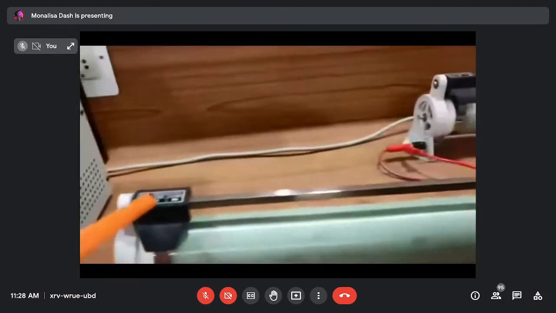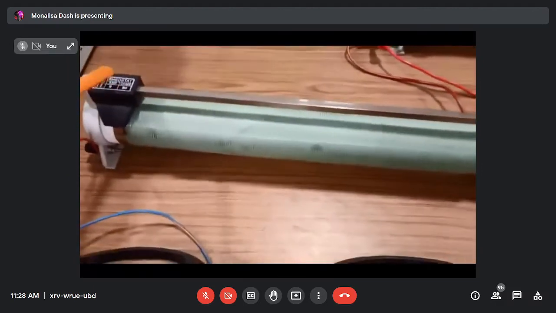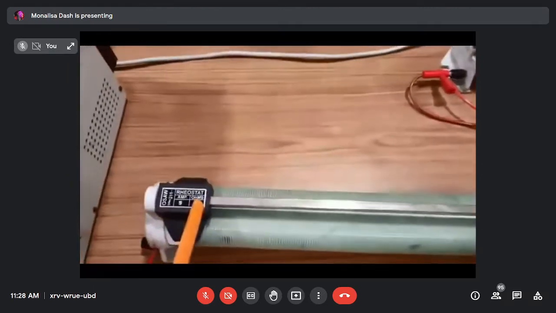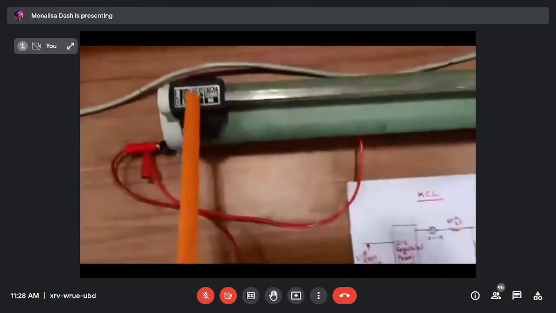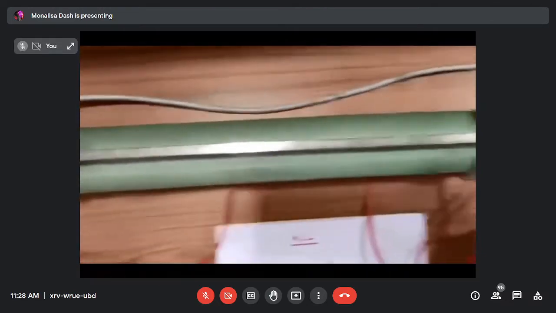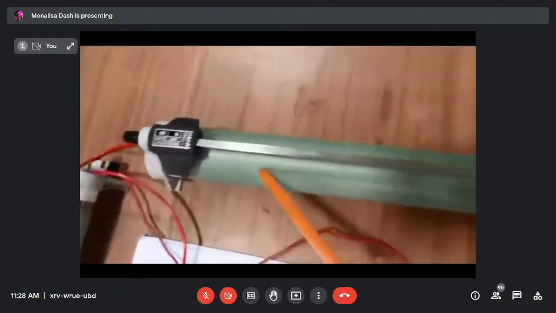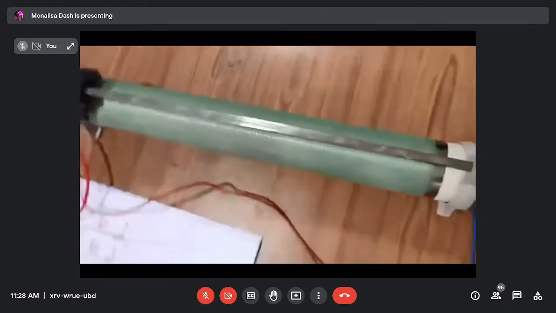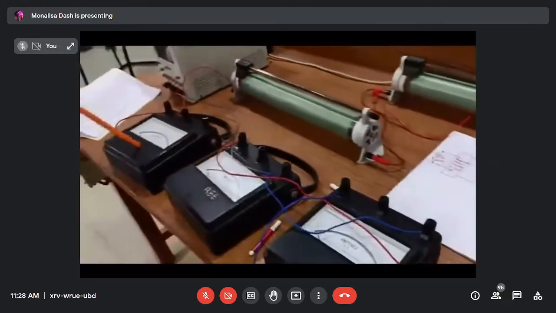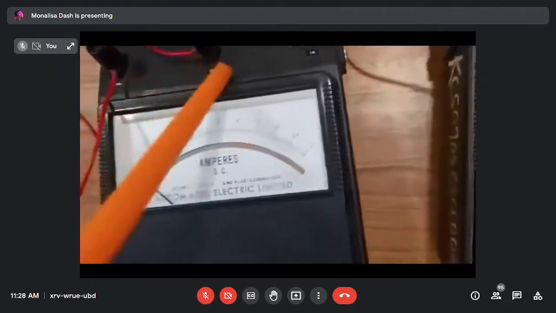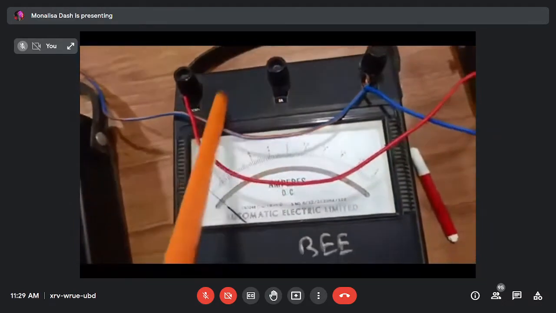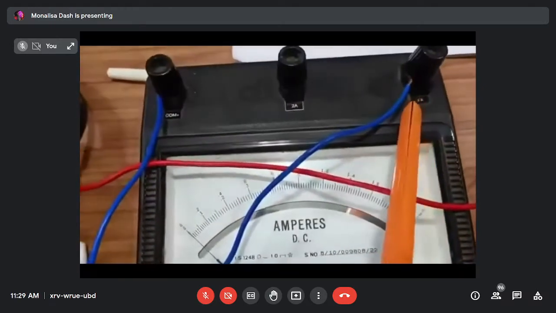The same rheostats are used here. This is 5 ampere and 50 ohm. Three same rheostats are used. This is the second, and this one is your third rheostat. And this is one ammeter, 0 to 2 ampere, and this is also 0 to 2 ampere, and this is also 0 to 2 ampere.